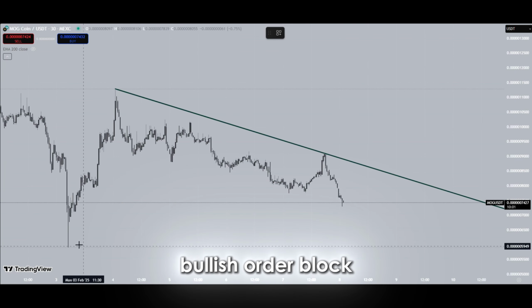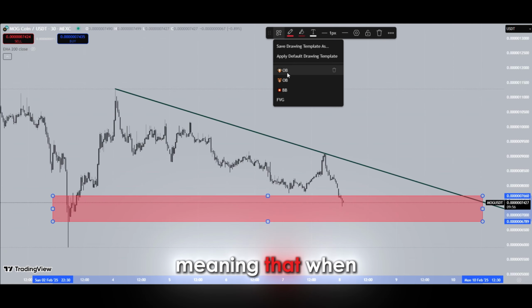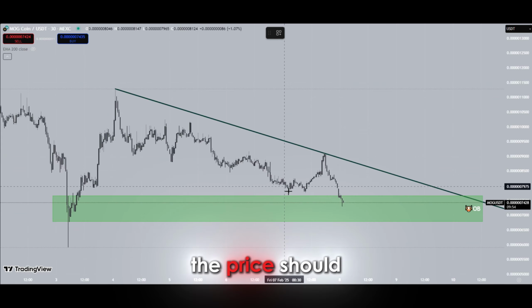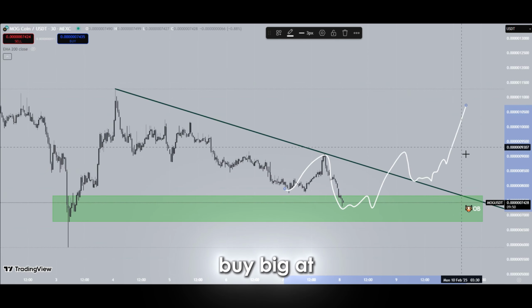There is a bullish order block at the bottom. This is considered a high buyer zone, meaning that when there are a lot of buyers here, the price should find support and move up. Traders who want to buy can buy big at this point and move the price up.